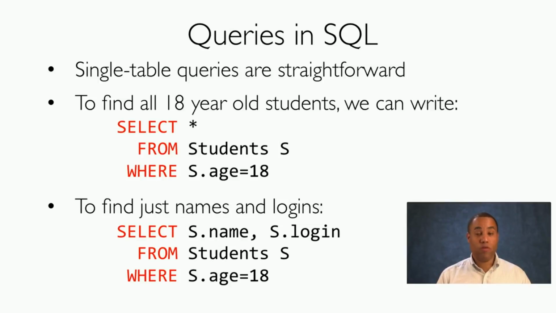Single table queries are very straightforward in SQL. To find all 18-year-old students, we can write select star from students S, where s.age equals 18. If we just want to find the names and logins, we would write instead select s.name, s.login from students S, where s.age equals 18.